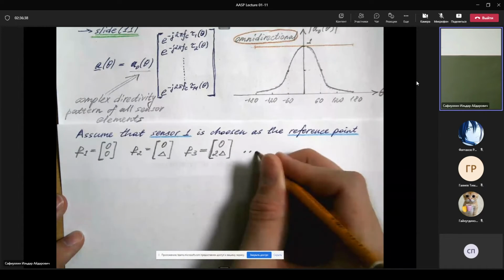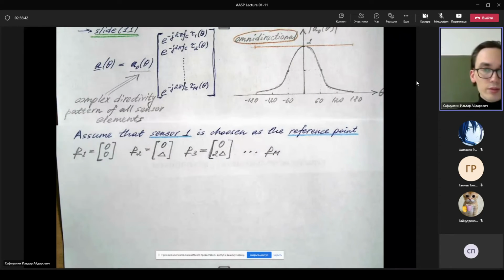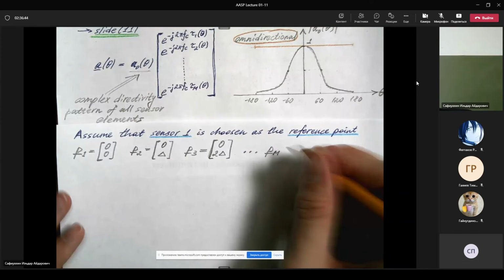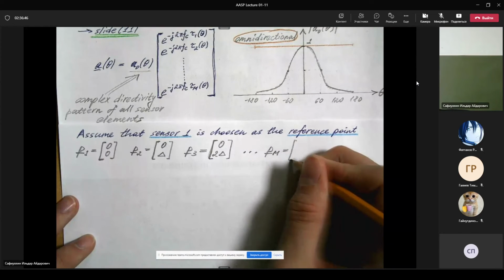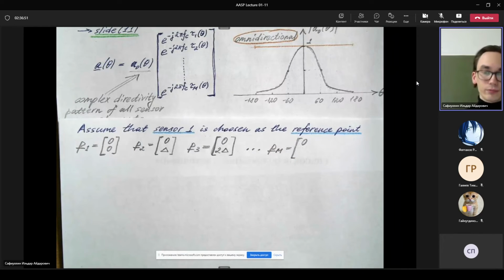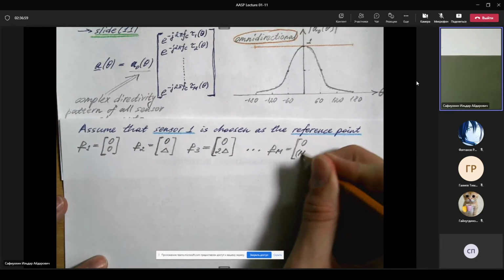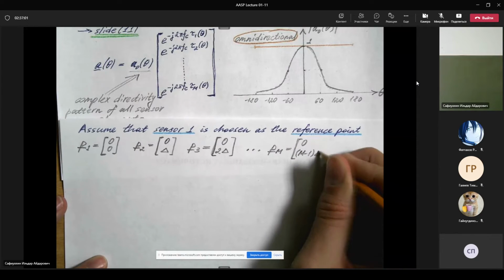And that goes up to the last sensor, vector P subscript M, which is equal to, for the X location point, let's say 0. And for Y, it is M minus 1 times delta.